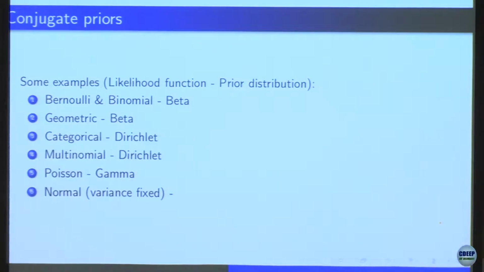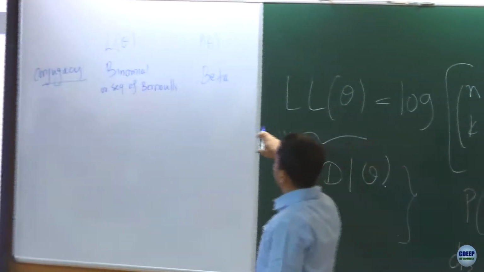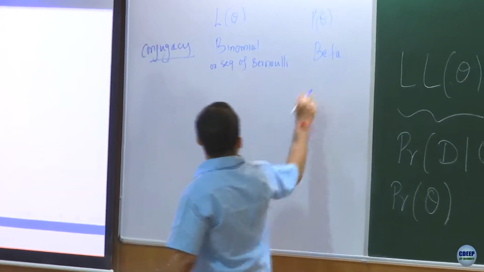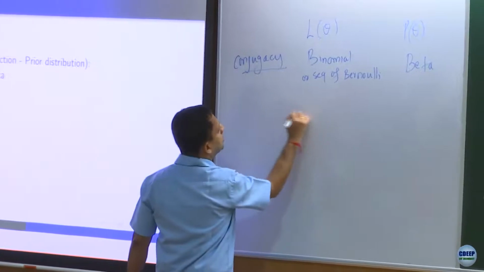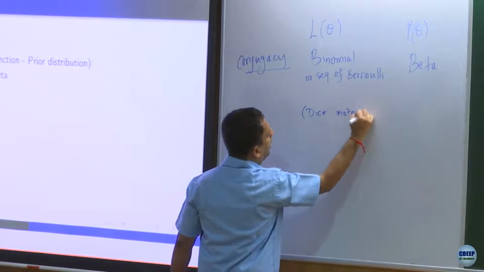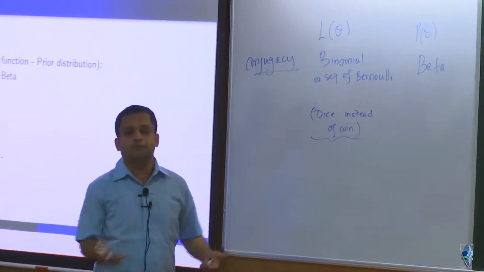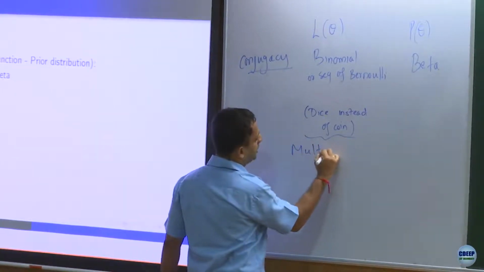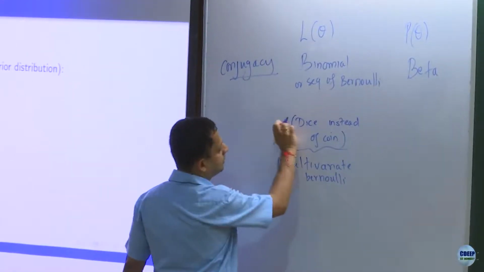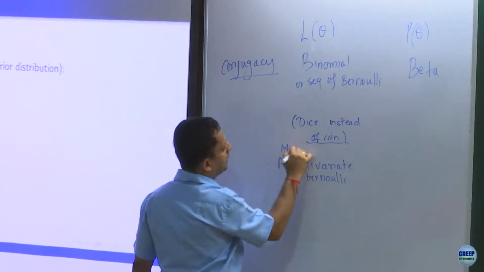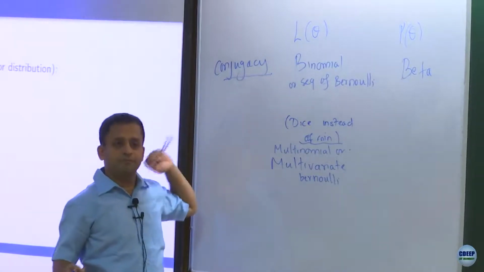So let us now complete our table of conjugate priors. As I said, for binomial or a sequence of Bernoulli, we have beta. Now imagine I toss a dice instead of a coin. You could also count the number of ones, count the number of threes, right. So you could have multivariate Bernoulli or multinomial, depending on whether you count. Multinomial is an extension of binomial, multivariate Bernoulli is an extension of Bernoulli.